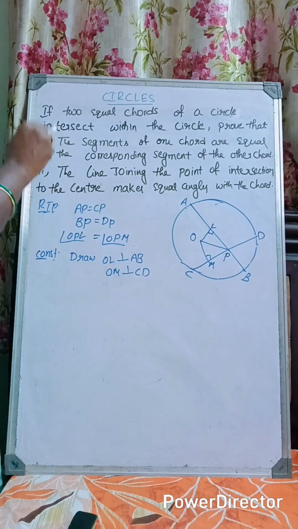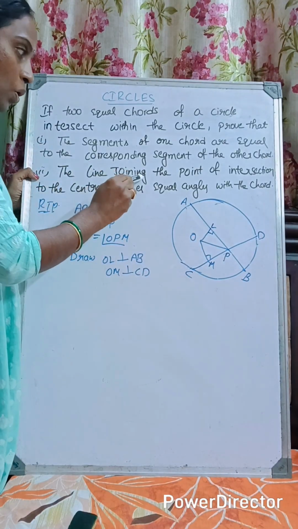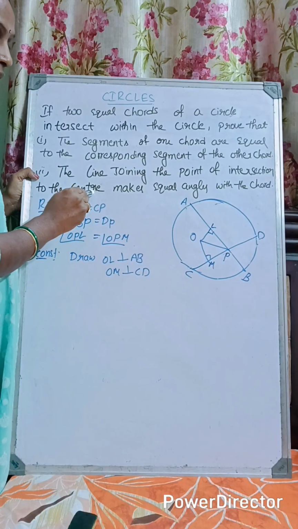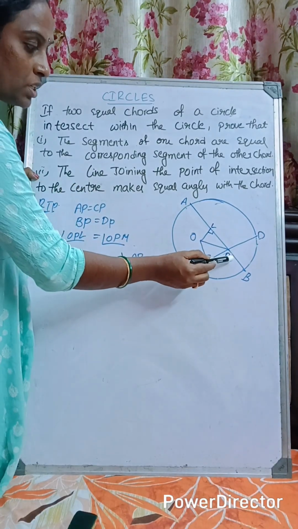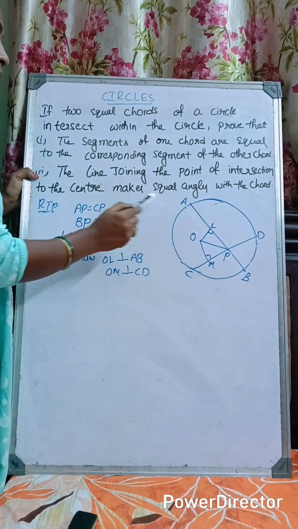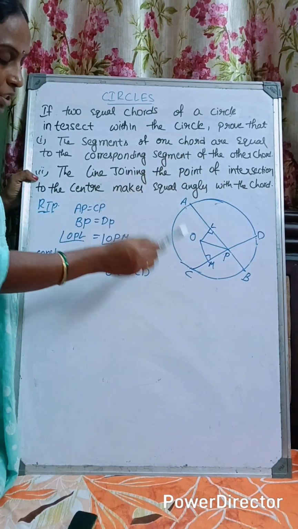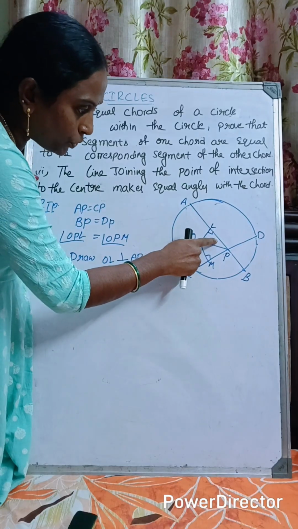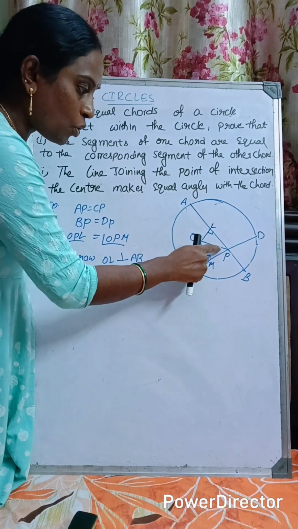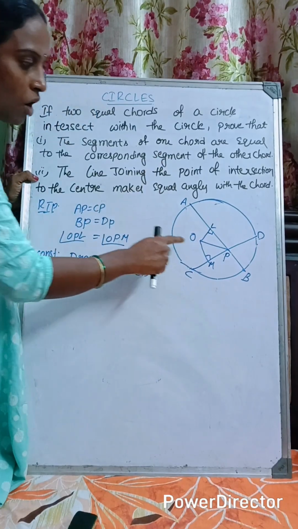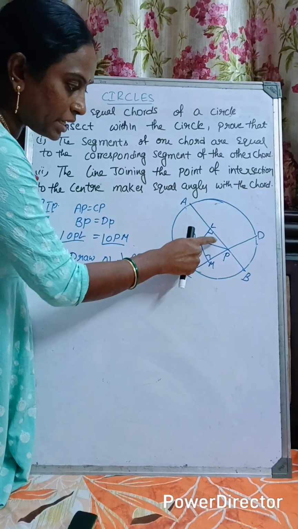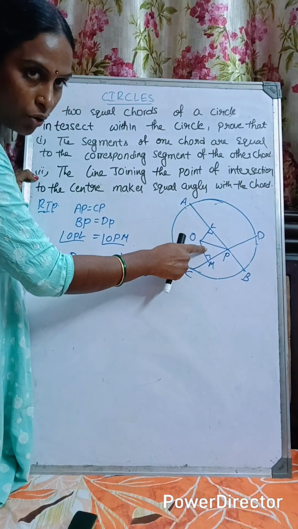Yes. Now, next one more question. The line joining the point of intersection to the center. What is the point of intersection here? O is the point of intersection. So it makes equal angles with the chord. So that means we have to prove OPL angle will be equal to OPM angle. So how can we prove these two angles are equal? Yes, we can prove by taking these two triangles are congruent.